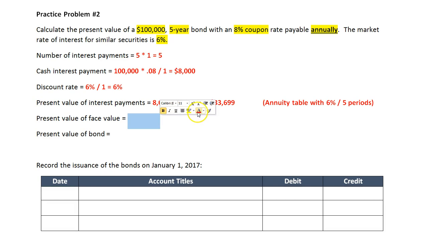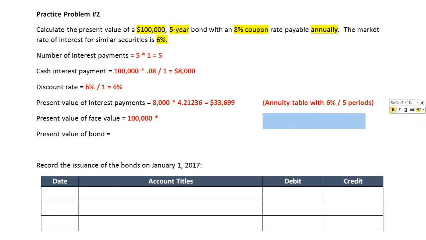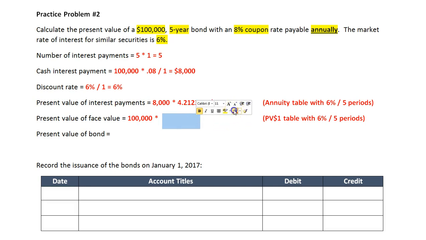We're going to do the same thing with the face value of the bonds. So it's the 100,000 times the present value factor that we'll look up on the table. If you plug it in the table, we need to plug in the same 6% in the 5 periods. If we plug those in, we get the present value factor of $1 equal to this number, and if we multiply the two together, we get to 74,726. Present value of the bond now will be the addition of the two.